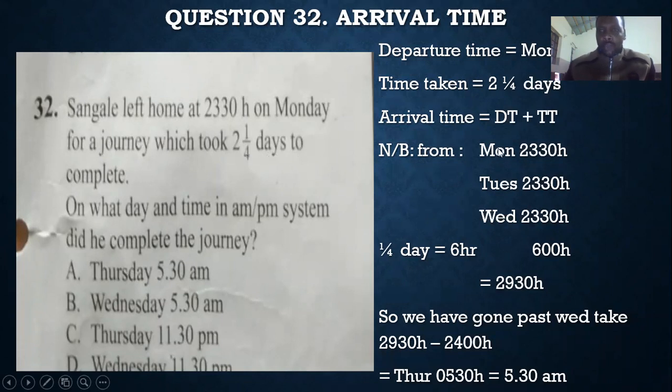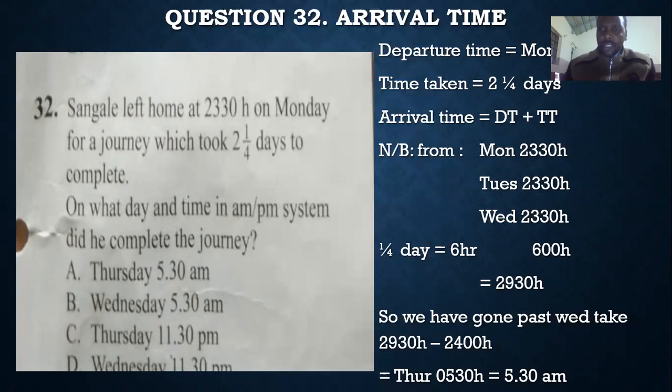So I will start with Monday. From Monday, 23:30 hours to the following day, Tuesday, 23:30 hours. That is a complete day. So we have already covered one day. Then from Tuesday 23:30 to Wednesday 23:30 hours. That's another complete day. Those are 2 days. So we are now left with a quarter of a day. And a quarter of a day is a quarter times 24, which is 6 hours.